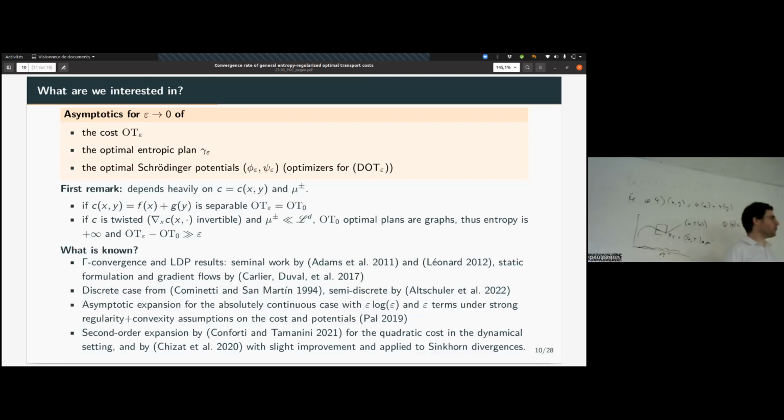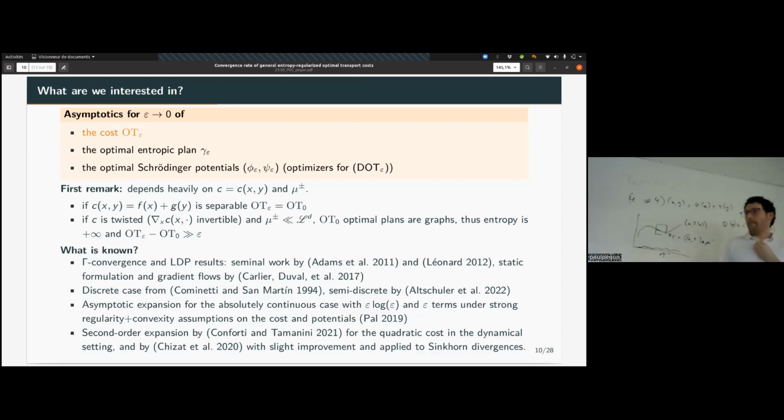But here there is a very strong assumption on the regularity and convexity of your cost, and also on the potentials, the optimizers in the original dual problem. It's a very strong assumption because to be able to say something about this, you have to use Carlier's regularity theory of optimal transport, and so on. Of course, they cover the quadratic cost case. And then you have second order expansions, going to epsilon squared, but all for the quadratic cost.